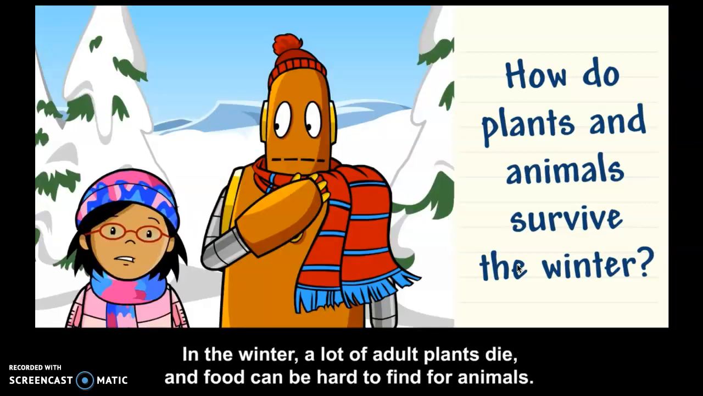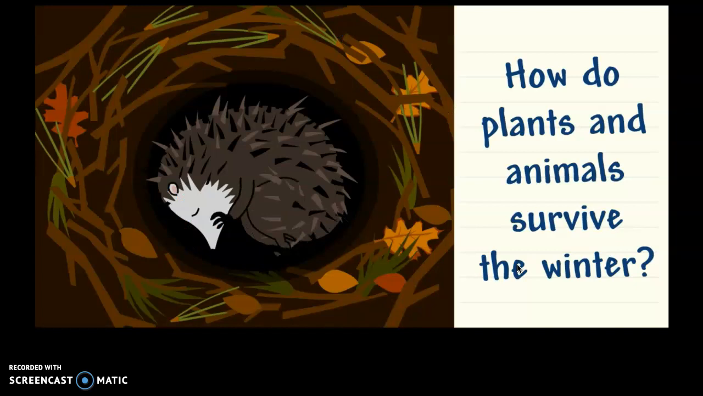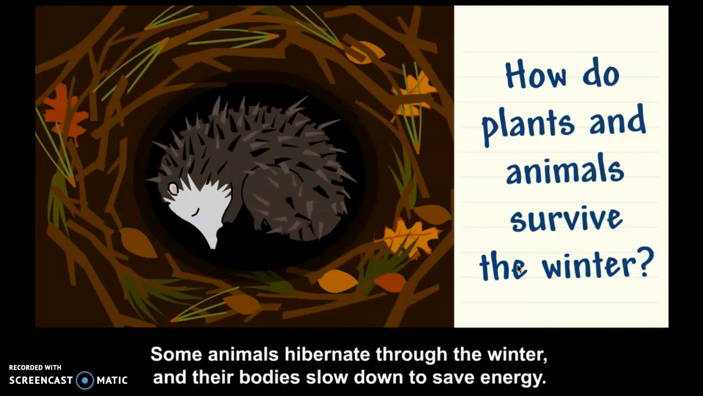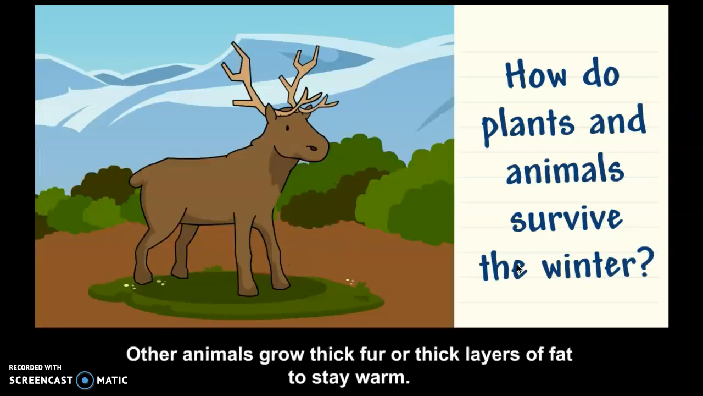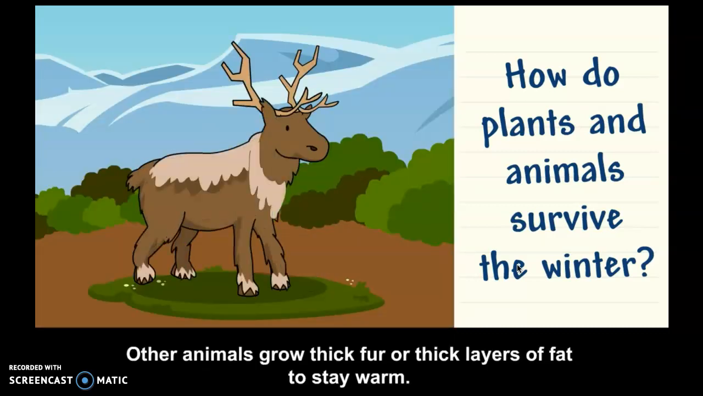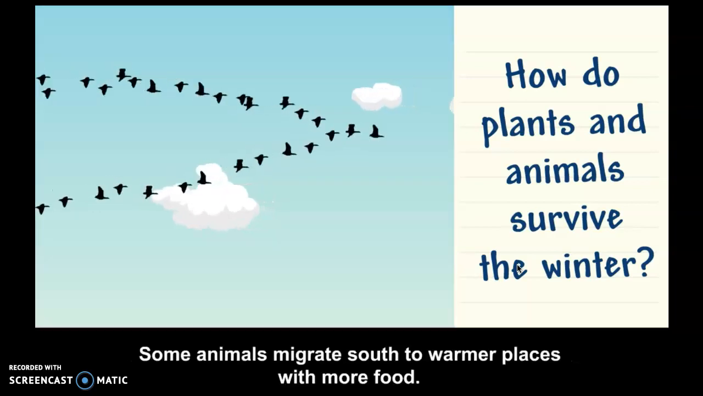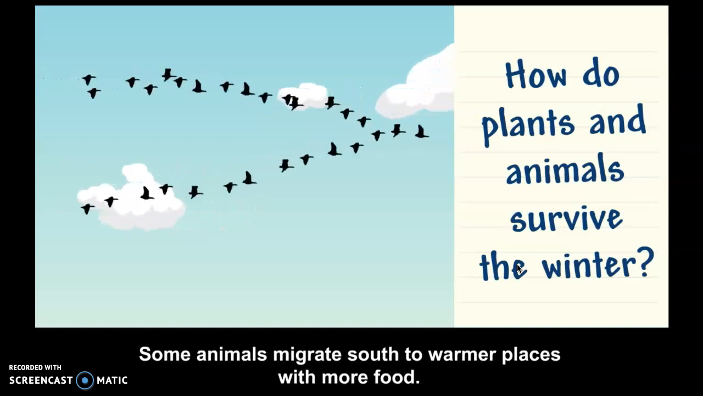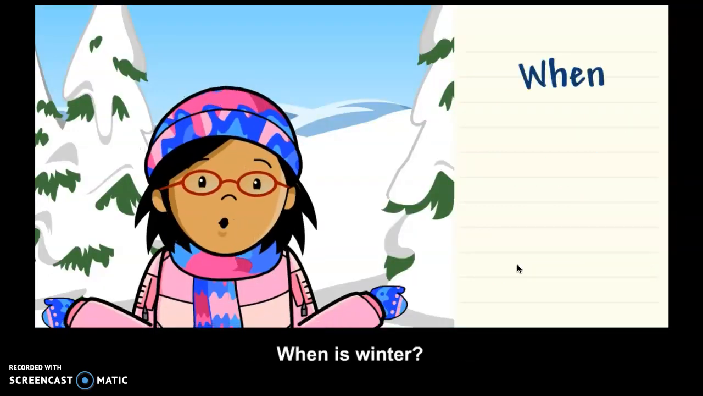In the winter, a lot of adult plants die, and food can be hard to find for animals. Some animals hibernate through the winter, and their bodies slow down to save energy. Other animals grow thick fur or thick layers of fat to stay warm. Some animals migrate south to warmer places with more food. When is winter?